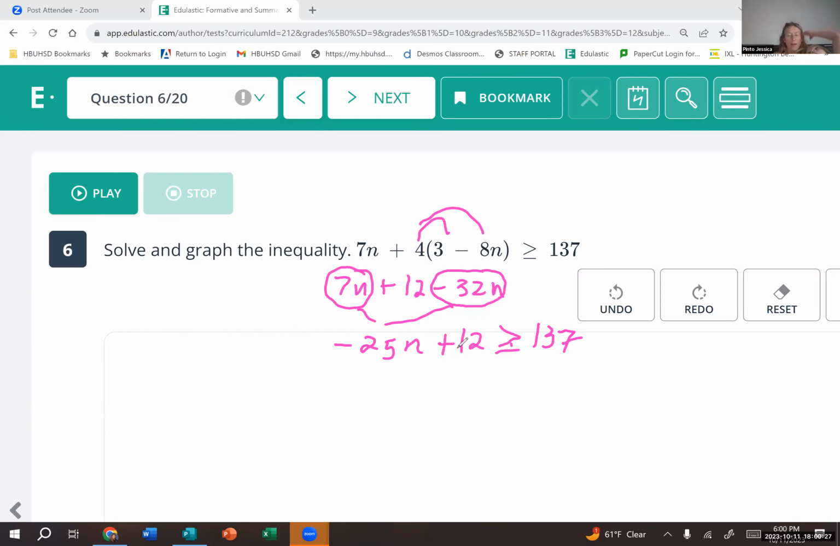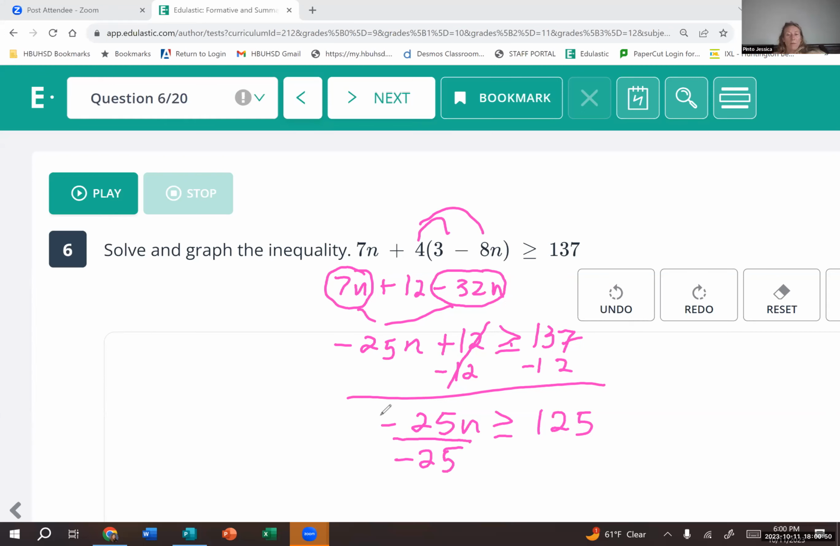So now I'm gonna bonk my head. I gotta do this work. We're gonna take away the 12 to get rid of the positive 12. That's gonna give us negative 25n is greater than or equal to 125. And here we have it again. There's a negative, so we have to divide by a negative. And that means that we have to switch the sign. I guess this is a really important idea.